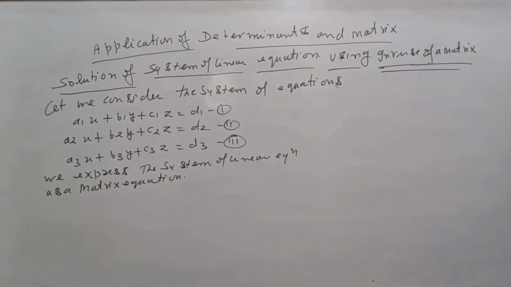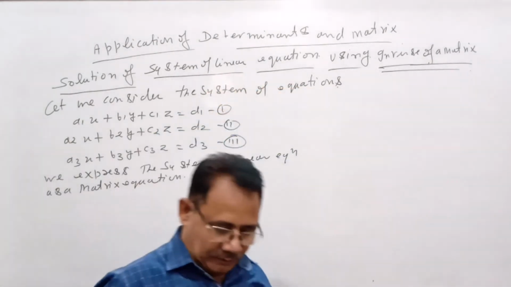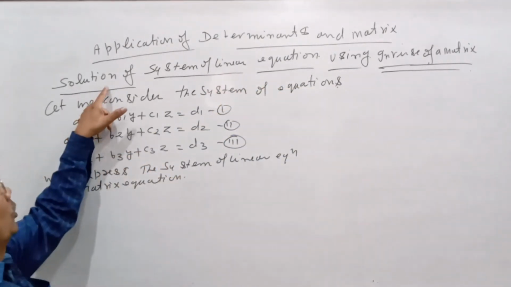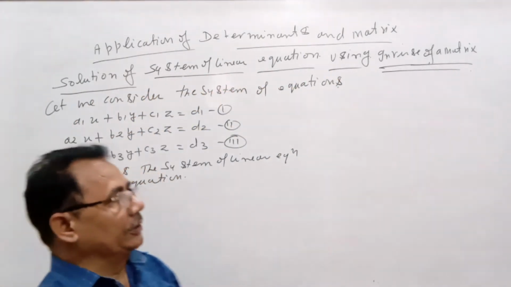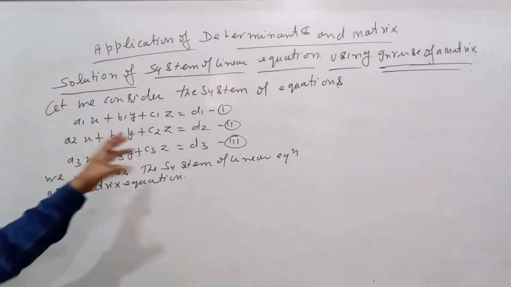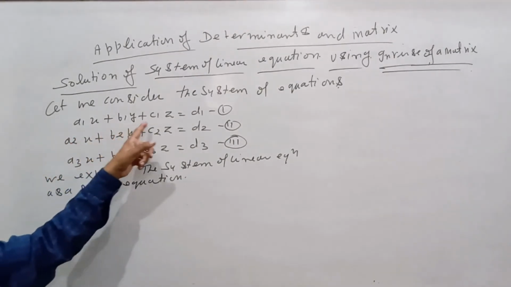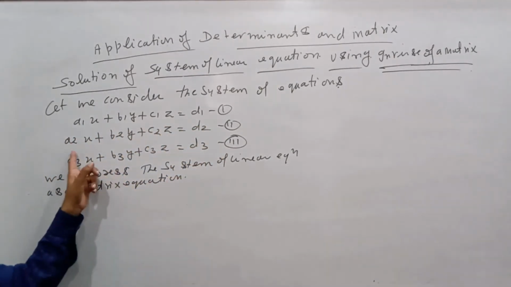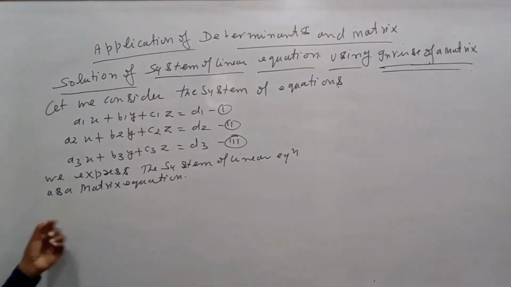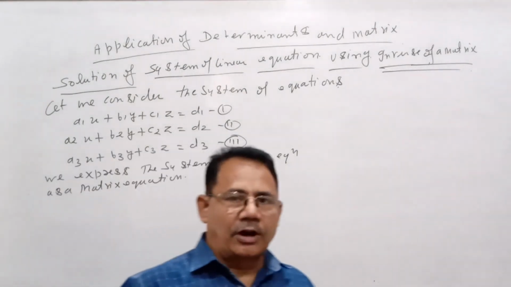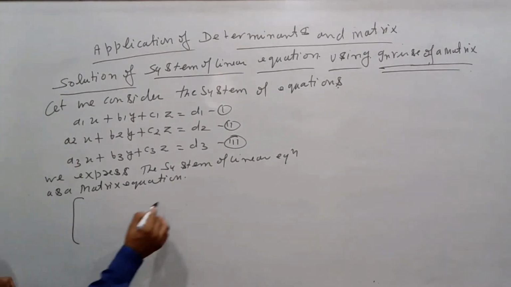Yes, look, our next topic is application of determinants and matrices for solving the system of linear equations using inverse of a matrix. Let me consider the system of linear equations as a1x plus b1y plus c1z is equal to d1, and this is the second equation, and similarly this is the third equation. So then first of all we express the system in the form of matrix multiplication.